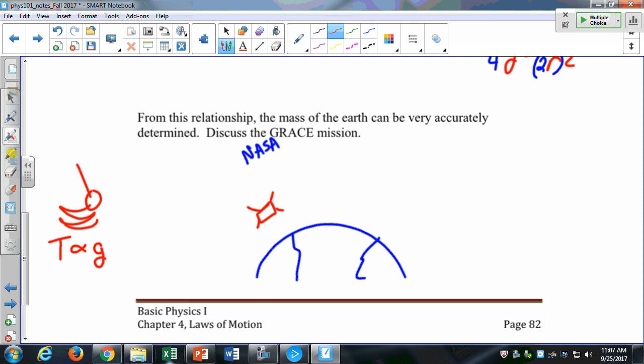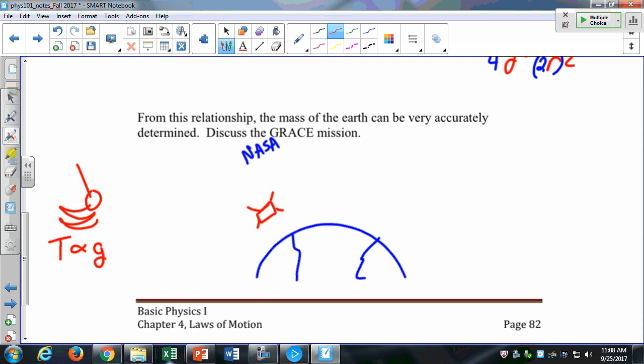Why would they want to know the mass of the Earth? Or more particularly, why would they want to know the mass of the Earth at this particular point? Not the mass of the entire Earth, but just the mass of the Earth underneath that satellite. Can you think of a reason? Or next, I guess, we would consider: does the mass of the Earth remain constant?